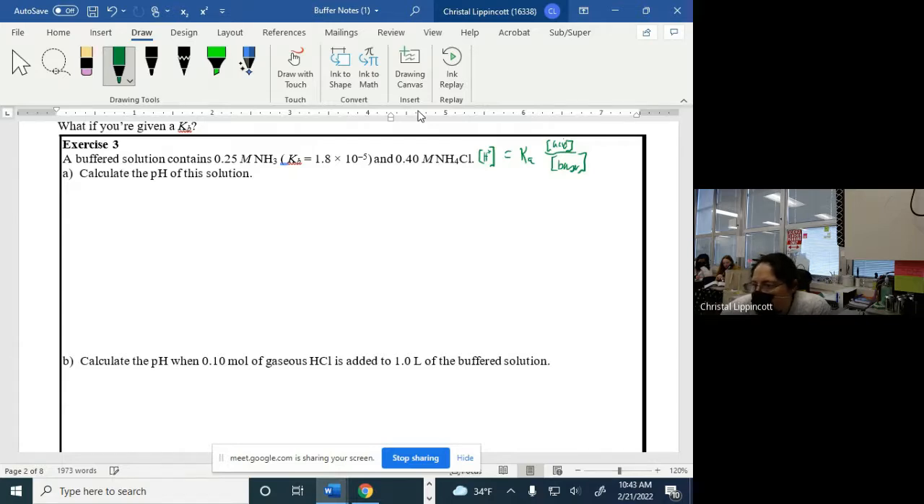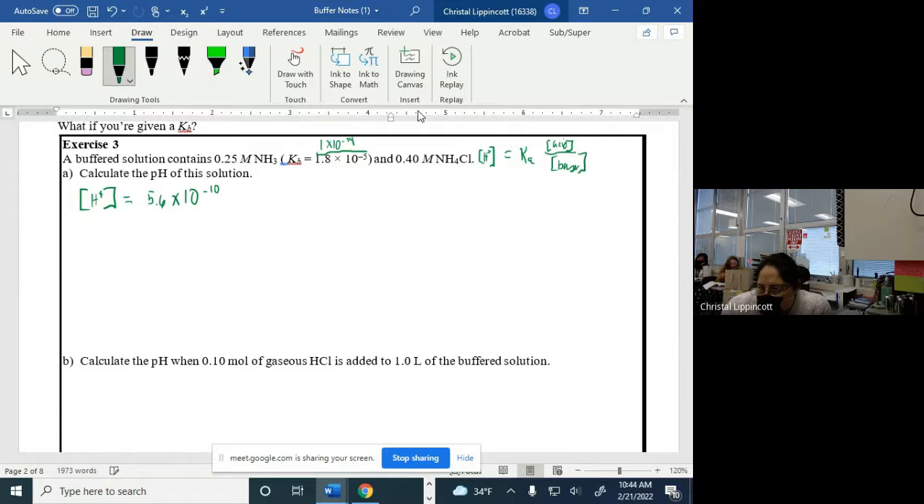But this requires that you use a Ka value. So we need to get our Kb to be Ka. If I take 1 times 10 to the minus 14 divided by the Kb value, that's going to give me a Ka, and I'm solving for H plus. So if I take this divided by this, that gives me my Ka, which ends up being 5.6 times 10 to the minus 10. Okay.